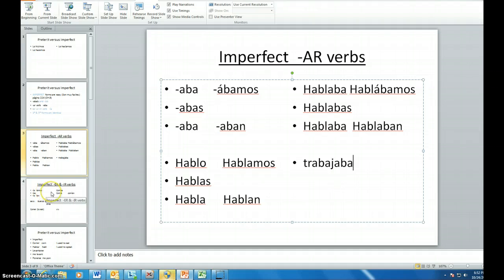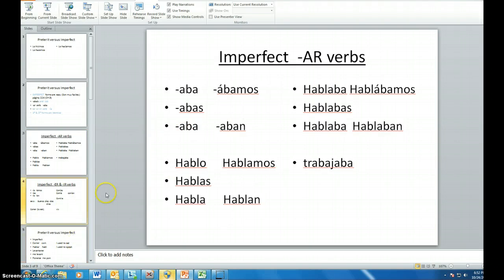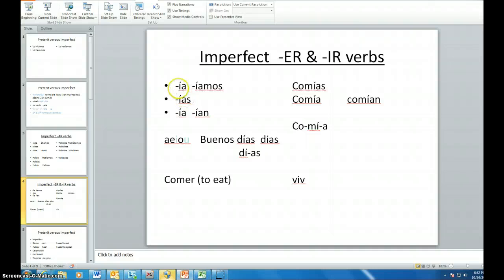Let's go to the next slide. ER and IR verbs are next. So AR verbs in the imperfect are aba verbs. ER and IR verbs are going to be ía, ías, ía, íamos, ían. Let's explain why there's accent marks on every one of these I's.